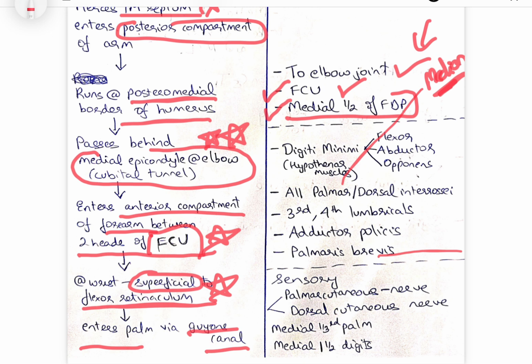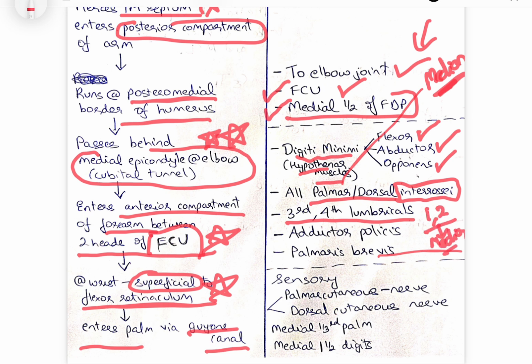Okay, now at the lower level, it supplies the hypothenar intrinsic muscles, that is palmaris brevis, flexor digiti minimi, abductor digiti minimi, and opponens digiti minimi. It supplies all the interossei. It supplies both palmar and dorsal interossei. Keep this in mind: the ulnar nerve supplies all the interossei. Okay. Then it supplies the third and fourth lumbricals. Now, who supplies the first and second lumbricals? They are supplied by the median nerve. Keep this in mind: first and second lumbricals by the median nerve. Third and fourth lumbricals, that is medially, are supplied by the ulnar nerve.